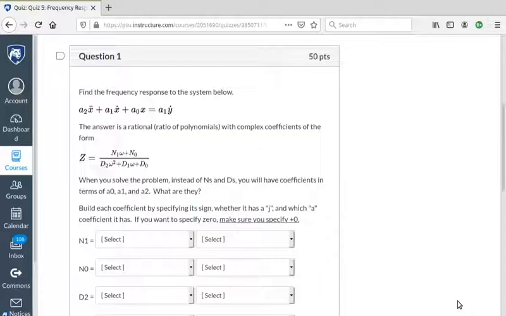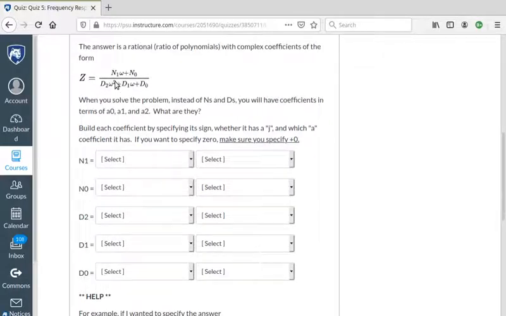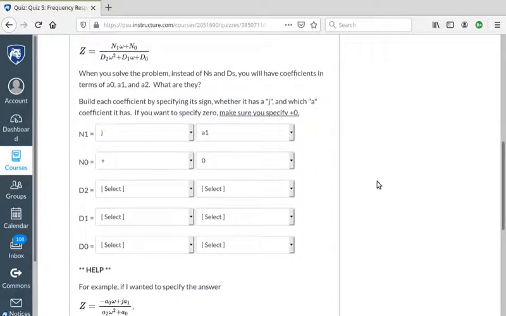Now let's go back to the quiz. How were we meant to answer it? Well, n1 is the numerator coefficient, and it was meant to be a1 j omega, right? So I need a j, a positive j, and I need an a1, right? So there's the way I would do that. Now that was the only term in the numerator. There is no other term, so this one is going to be positive 0, right? How did I know that? If you want to specify 0, make sure you specify positive 0. So then, yeah, there's that.